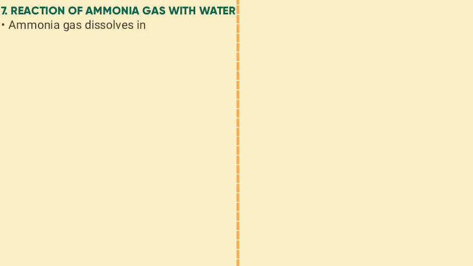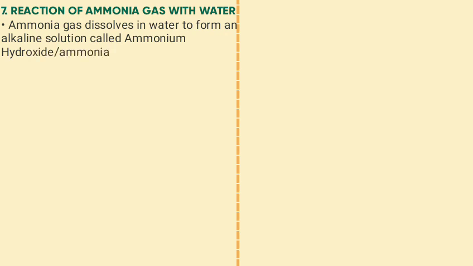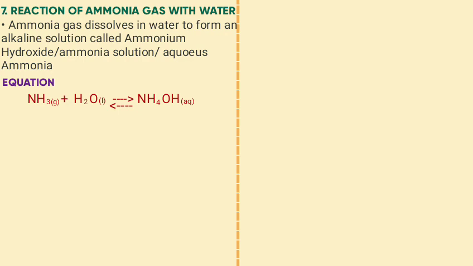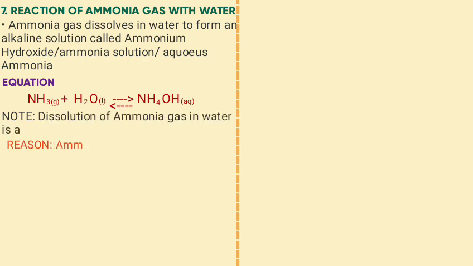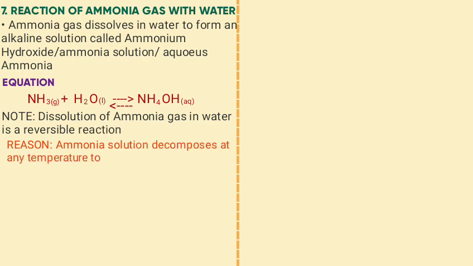Now the next property is reaction with water. Ammonia gas dissolves in water to form an alkaline solution called ammonia solution, or aqueous ammonia, or ammonium hydroxide. Equation: ammonia plus water arrow ammonium hydroxide. Note that the solution of ammonia gas in water is a reversible reaction. Reason: ammonia solution decomposes at any temperature to produce ammonia gas.